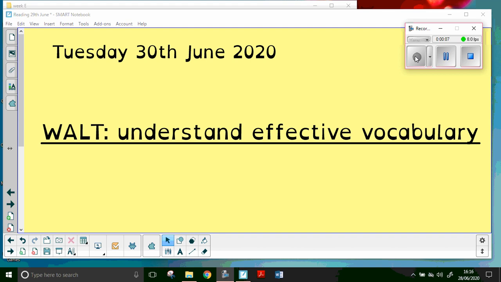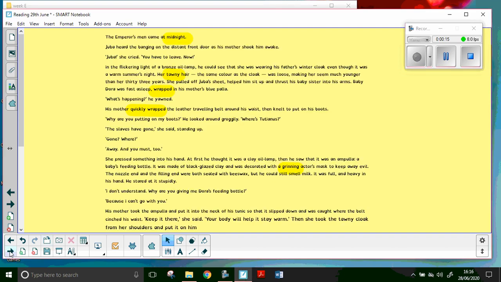And today we're going to be looking at understanding effective vocabulary in our text. So let's have a look. So effective vocabulary is those words which stand out, which give that text meaning, vividness. It really colours up and makes the text powerful. So let's have a look at what I've chosen today.